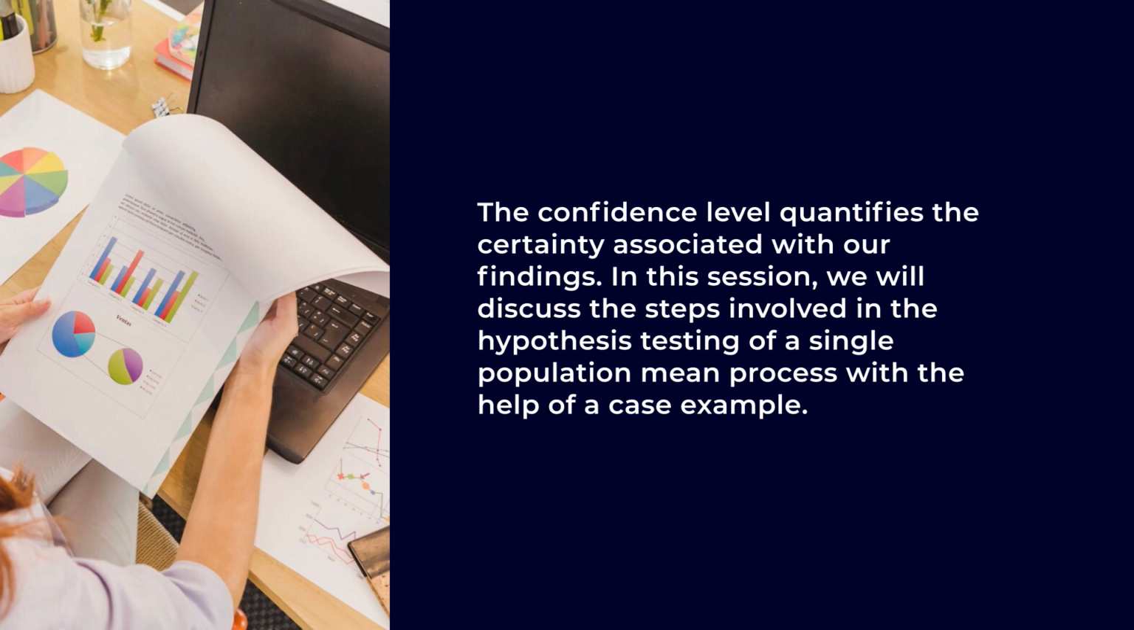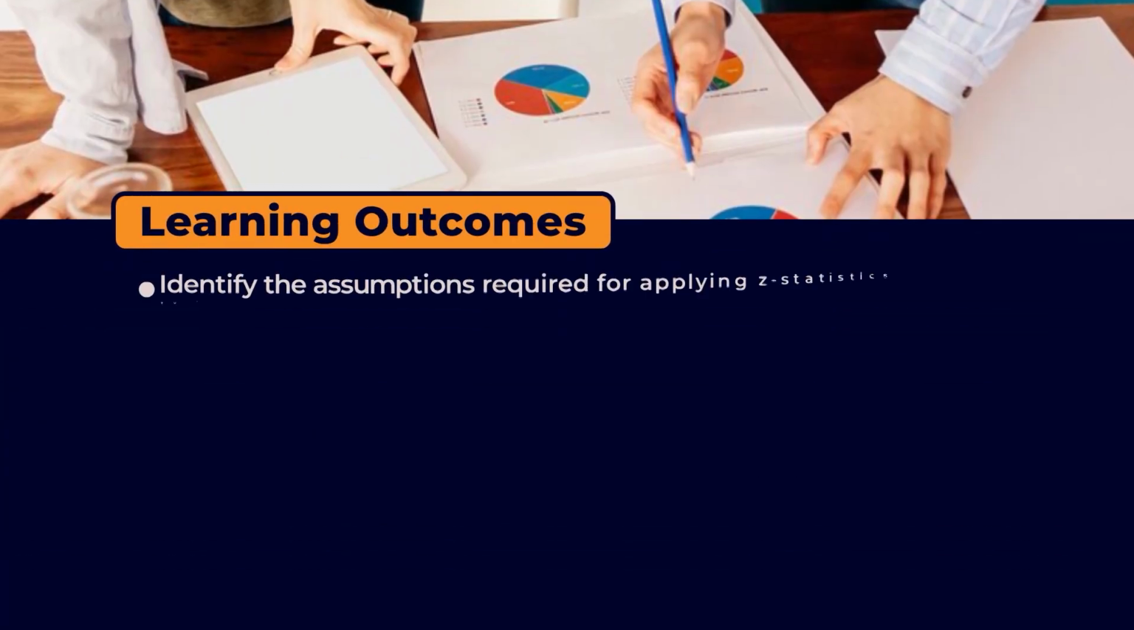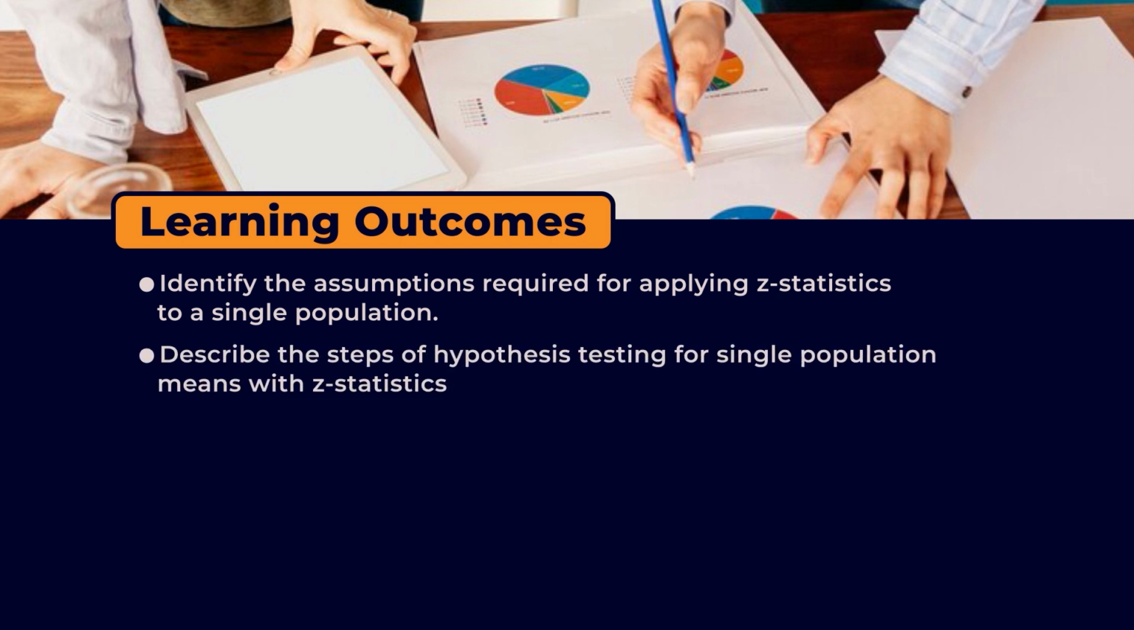In this session, we will discuss the steps involved in the hypothesis testing of a single population mean process with the help of a case example. The learning outcomes of this session are: first, to identify the assumptions required for applying Z statistics to a single population. Second, describe the steps of hypothesis testing for single population means with Z statistics.